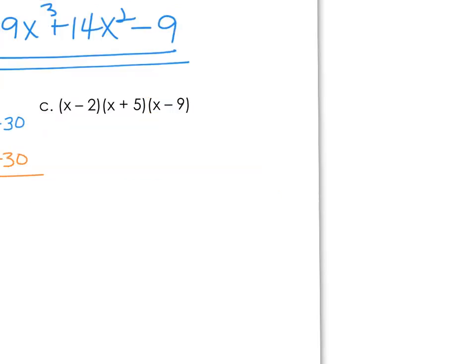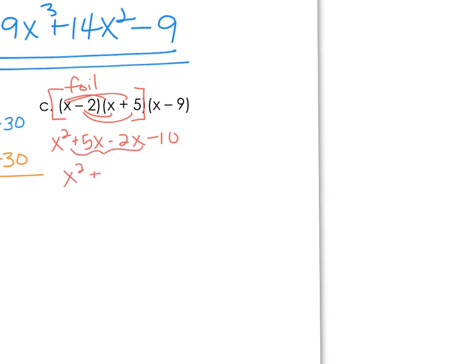Having 3 parentheses, I believe we've actually done this before, so this one actually isn't really even new. What we do here is just start with any 2 of them, and it doesn't matter which 2 you start with. So now I'm going to FOIL. If I do x times x plus 5 and then negative 2 times x plus 5, we would get x squared plus 5x minus 2x minus 10. Combining those terms in the middle, that gives us x squared plus 3x minus 10.